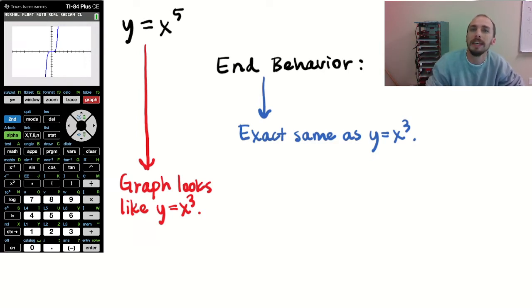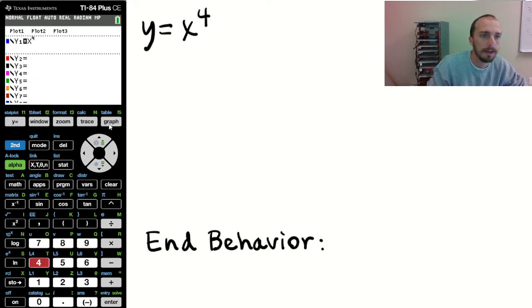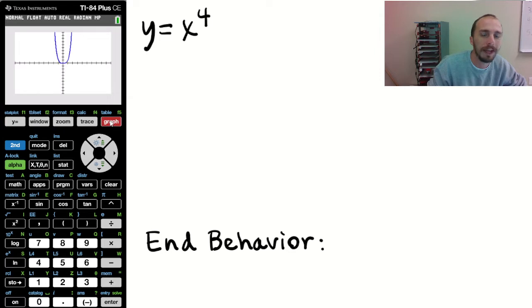But let's move on to some even degree polynomials. Let's have the calculator graph y equals x to the 4th for us. Oh, whoops, I was not clicking in the right spot. X to the 4 like that. Okay, and then we're going to graph this thing, and that looks a whole lot like a parabola to me.